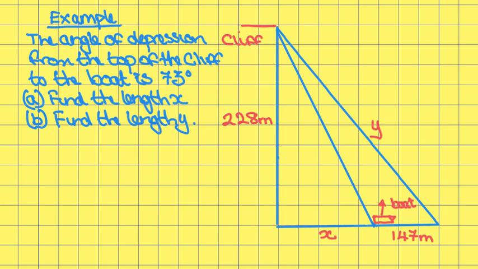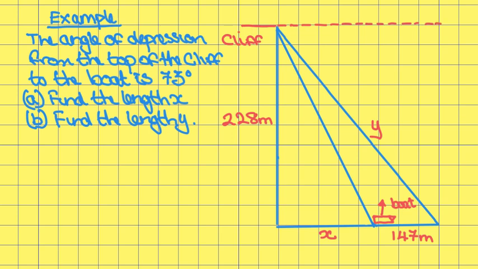Let's go through an example. The angle of depression from the top of the cliff to the boat is 73 degrees. Right, let's mark the angle of depression in first. So the first thing we need to do is mark in the horizontal. So the horizontal goes this way.